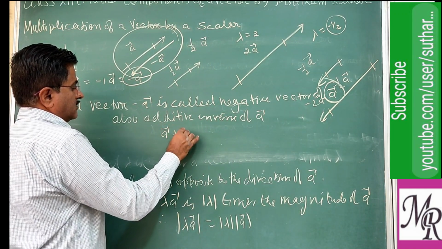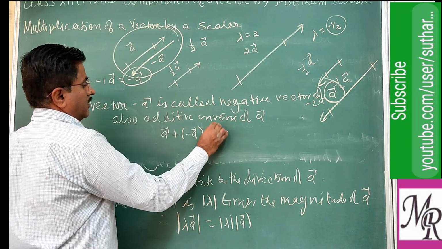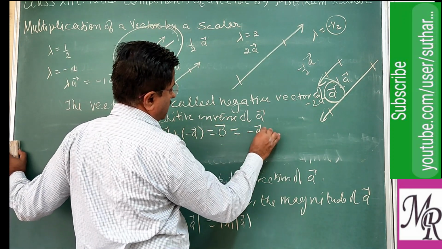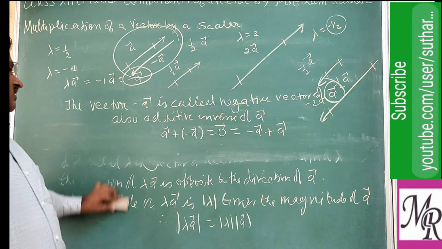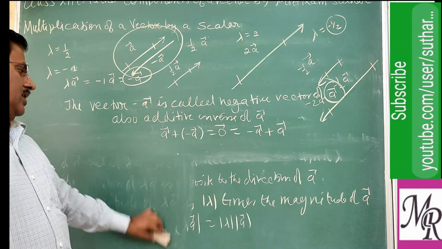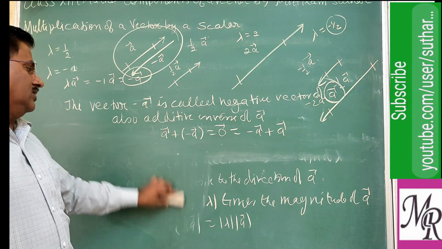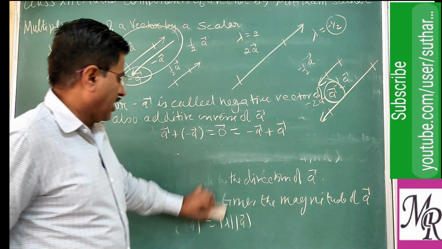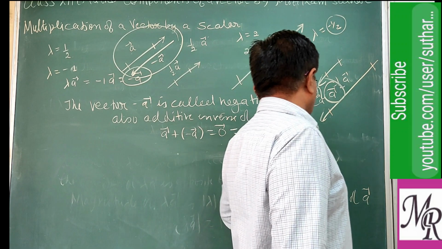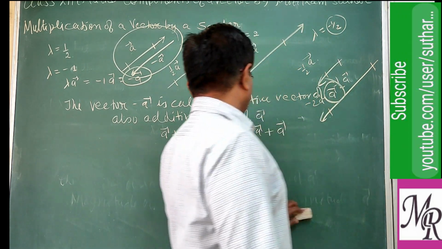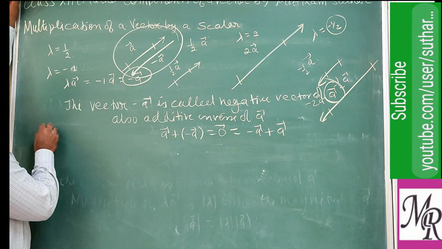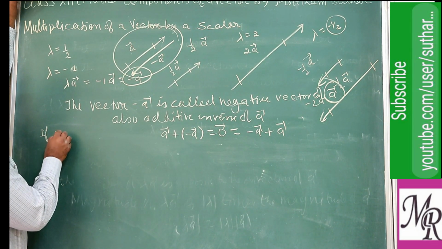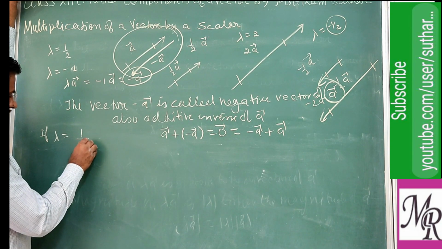So we have a property for vector, already we see additive inverse. Vector A plus minus vector A equal to 0 vector. This is a very important property we see. Vector A plus minus of vector A means the sum or addition of a vector and its negative always gives you the 0 vector. Clear?